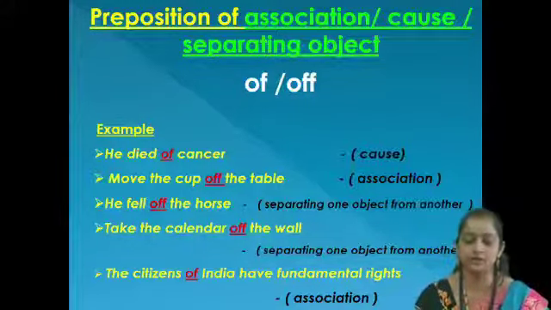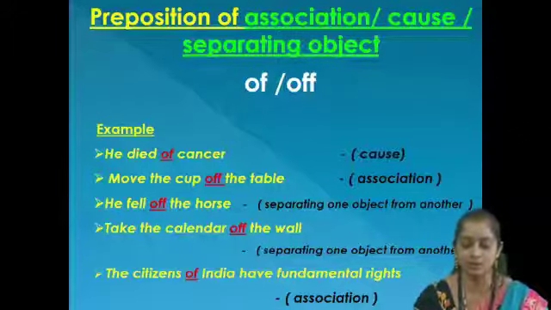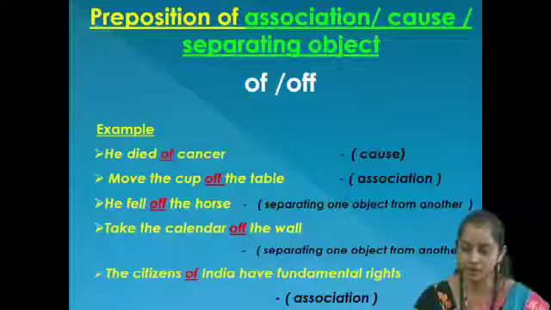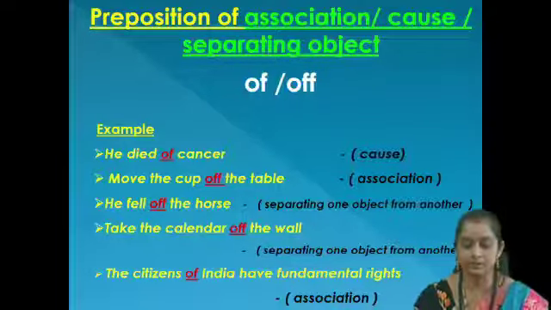Next example, move the cup of the table. In here, the preposition is of and it indicates association. Third example is he fell off the horse. In here, the preposition is of and it indicates separating one object from another.